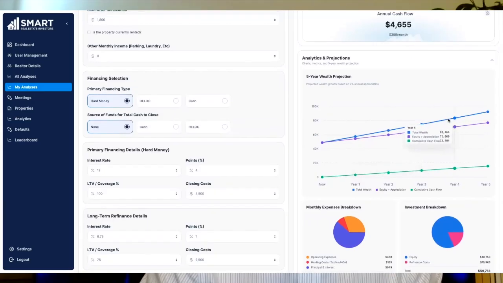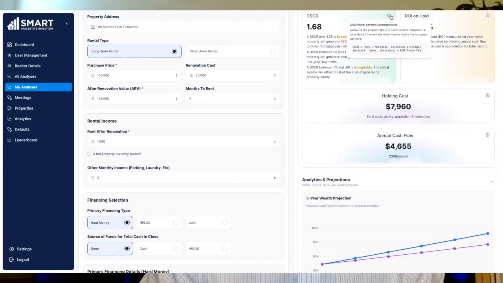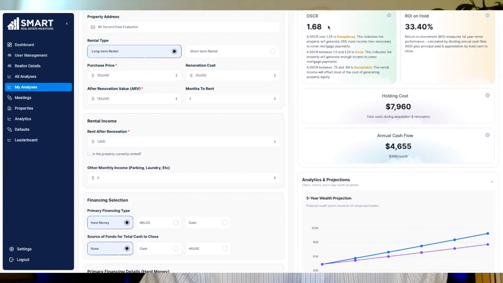The third number is income coverage, which many investors know as DSCR. At its core, it answers a simple question: will the rent cover the mortgage with margin? If the property can't financially support itself, then that needs to be understood before committing capital, not after owning it.